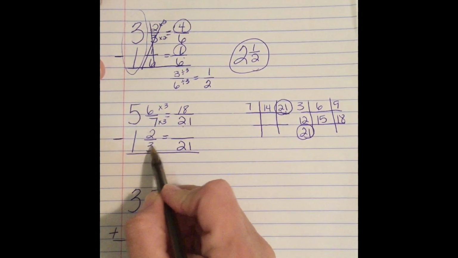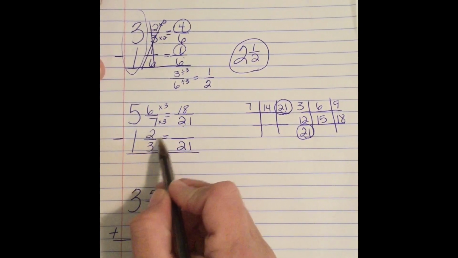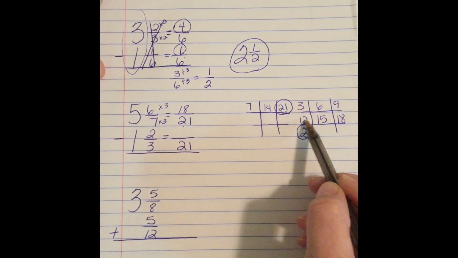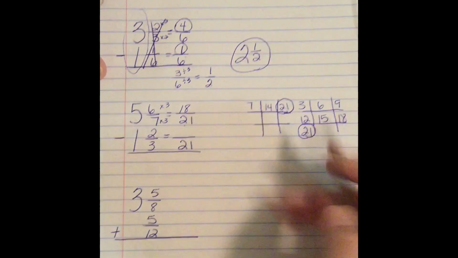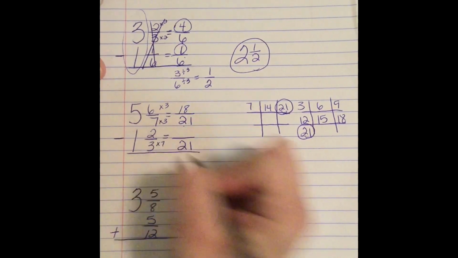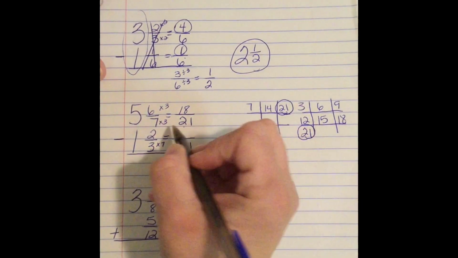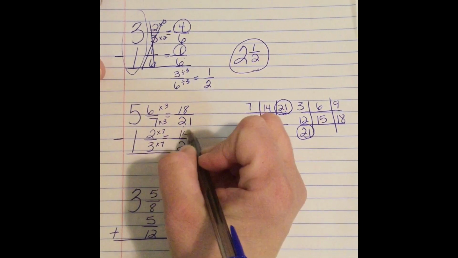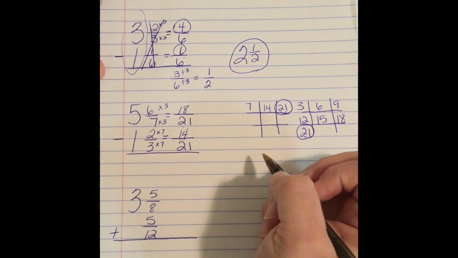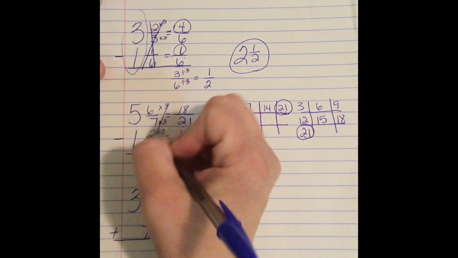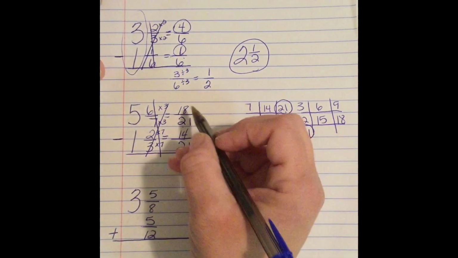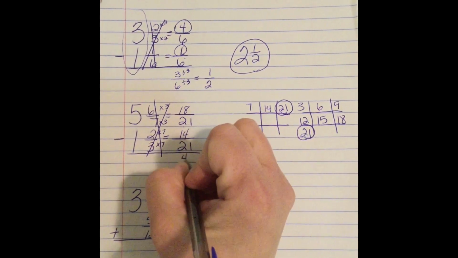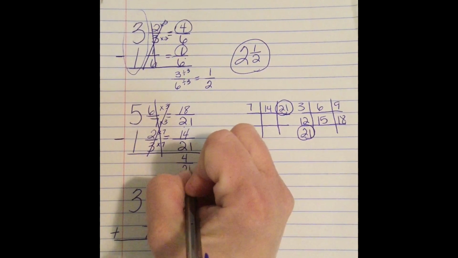All right, 2/3 equals something over 21. 3 is equal to 21 when I multiply it by 1, 2, 3, 4, 5, 6, 7. 3 times 7 equals 21. So then I have to multiply the numerator times 7. 2 times 7 is 14. I'm done with that fraction. So then I'm going to subtract. 18 minus 14 is 4 over 21.